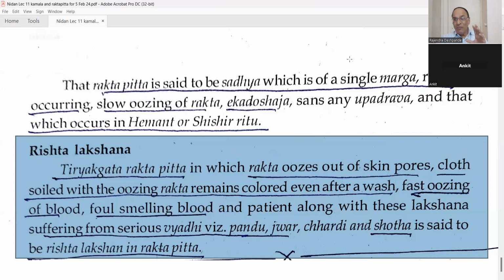So my dear friends, today we have discussed two very interesting topics: one is Raktapitta, bleeding disorders, hemorrhagic diseases, and another is Kamala, that is infective hepatitis or jaundice. Thank you very much.